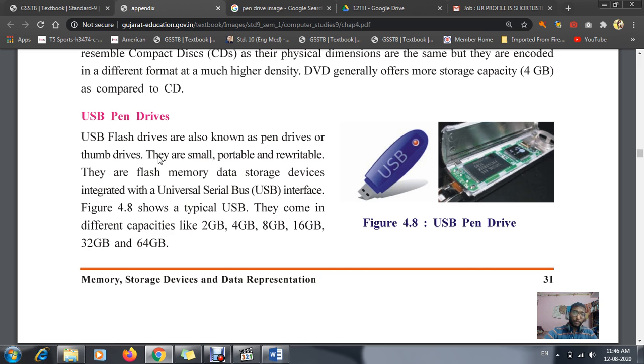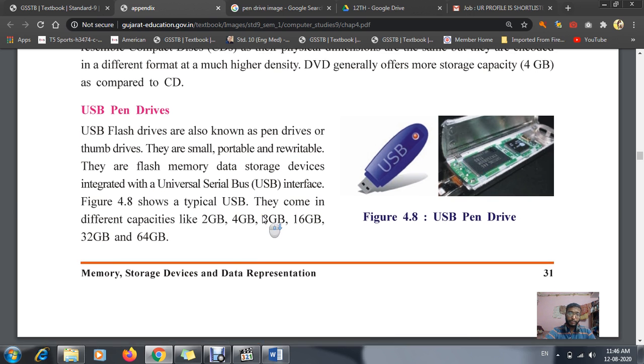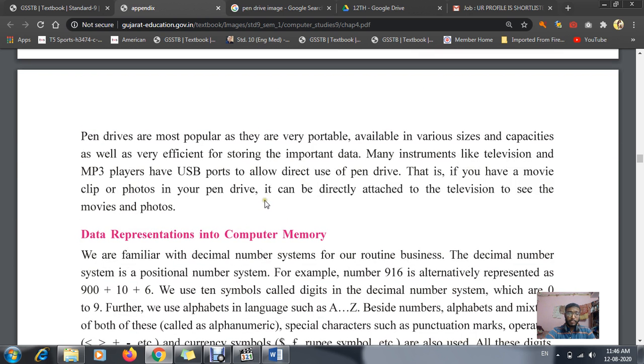Okay, so underline it. The full form of USB is Universal Serial Bus, and they come in different capacities like 2 GB, 4 GB, 8 GB, 16 GB, 32 GB and 64 GB. Underline it. Your next line also, next page also. They are very portable and available in various sizes and capacities.